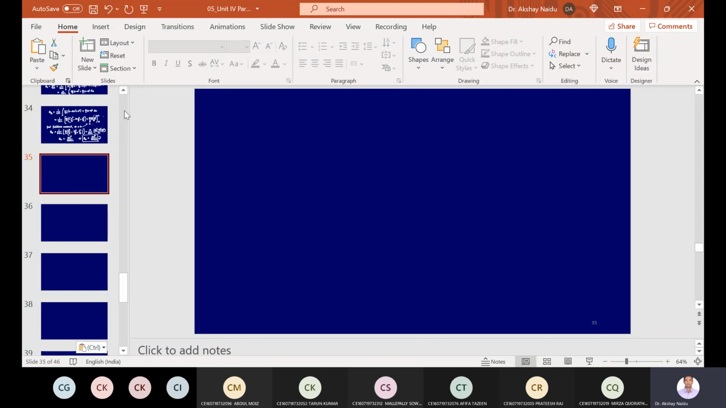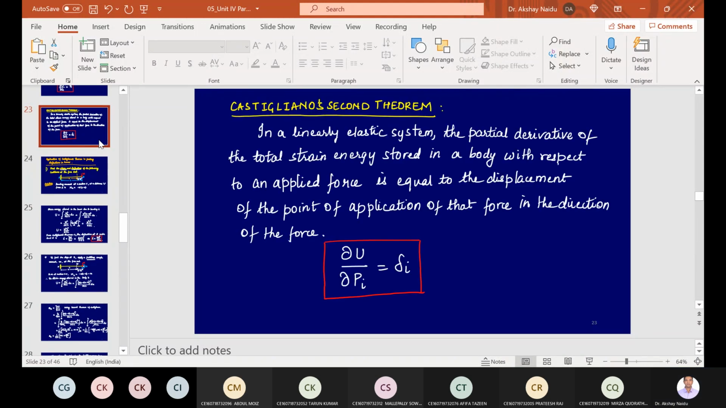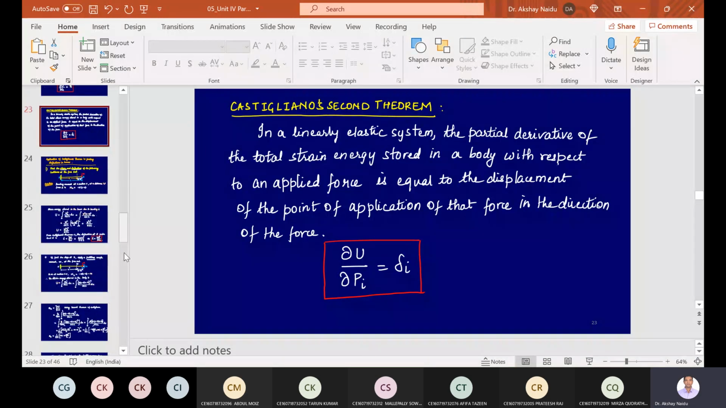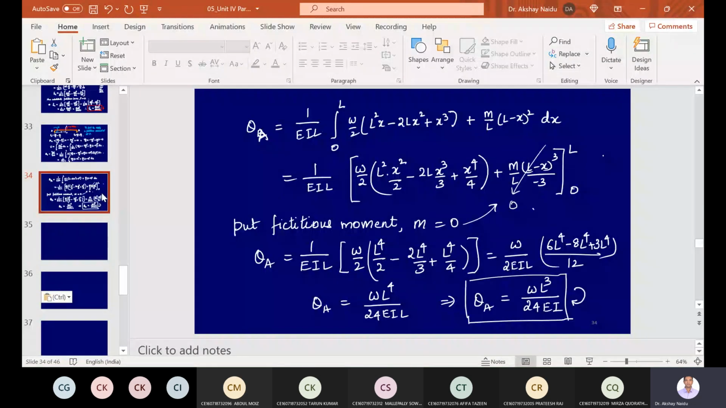These are all simple methods. They are not difficult methods. Castigliano's second theorem, as we did one problem, right? All other problems are also linked like that. They are simple methods.